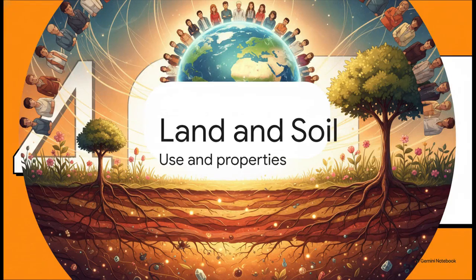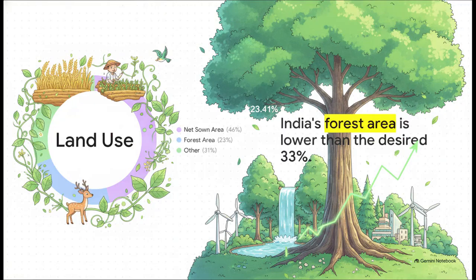All right, let's bring it back down to earth with Section 4, Land and Soil. Let's look at the numbers. Data from 2019 to 2020 shows that India's forest area is sitting at around 23.41%. Now, that is alarmingly lower than the 33% target outlined way back in the 1952 National Forest Policy. So while about 45% of the land is net sown area, meaning it's used productively for agriculture, our actual forest cover is seriously lagging behind what we need to maintain a healthy ecological balance.